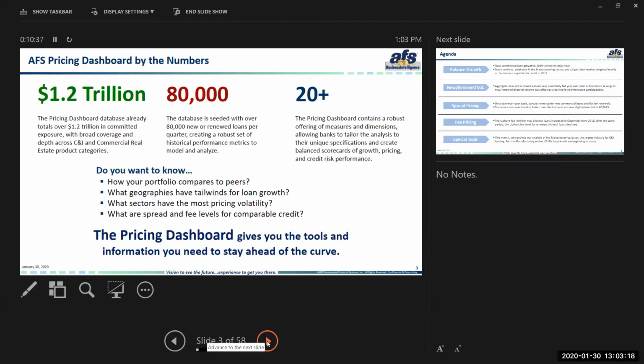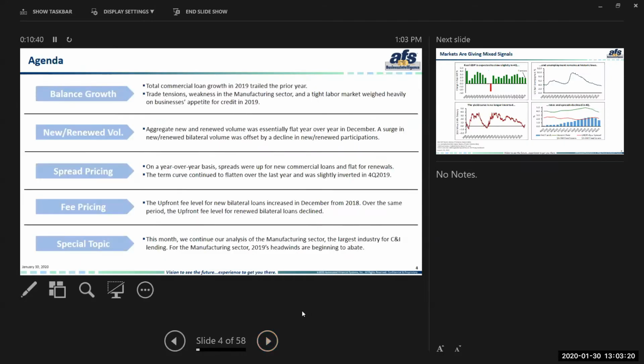As a baseline for our analysis, we highlighted the key findings of 2019 here on slide 4. Starting with balance growth, the pace of total loan growth cooled considerably in 2019. There is more than one possible explanation for the recent slowdown in loan growth. Trade tensions, the threat of escalating tariffs, and a tight labor market impacted business borrowing in 2019 and resulted in lower balances in the manufacturing sector.